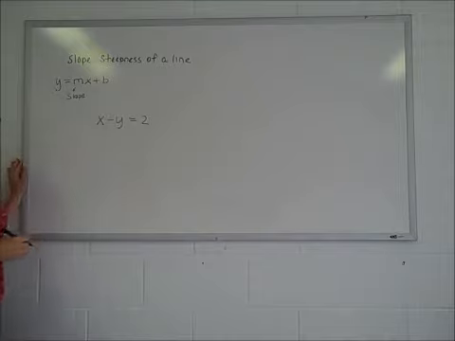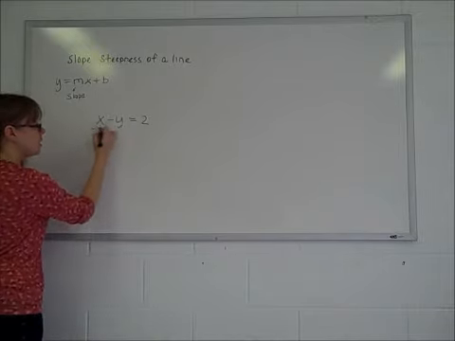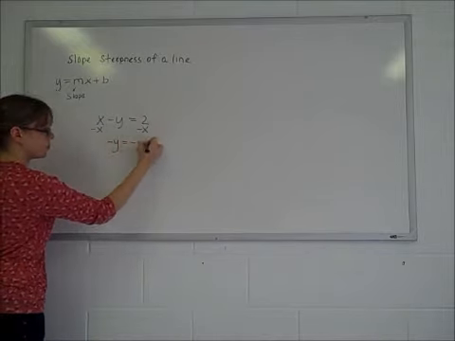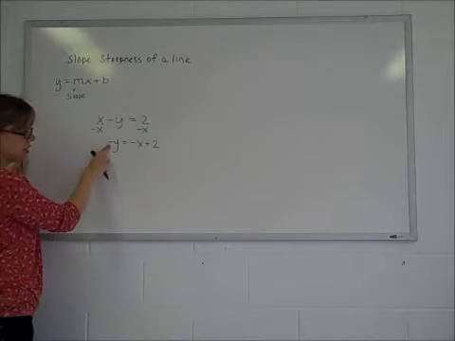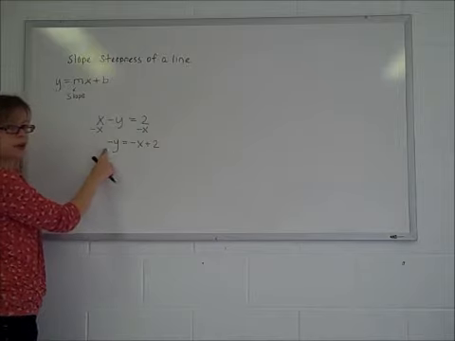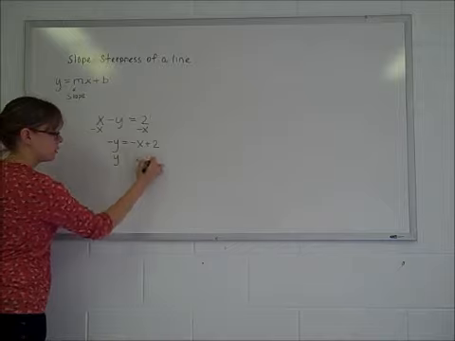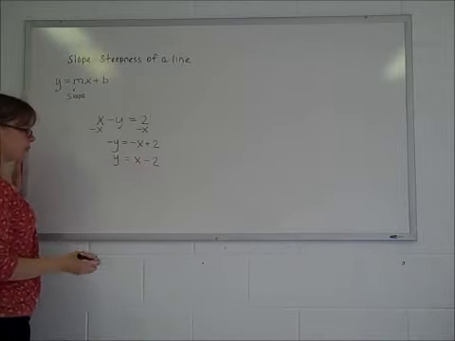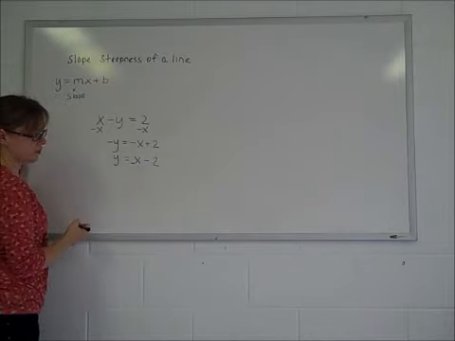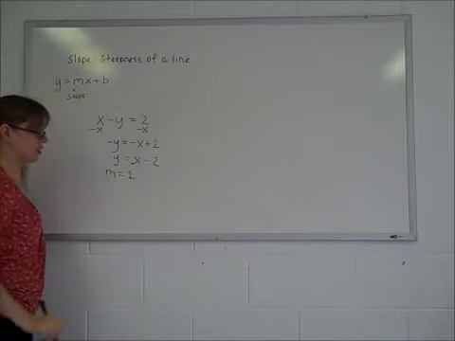So here's an example, x minus y equals 2. I need to get my y alone. I subtract x. And then I need to make sure the y is positive. So if I flip the sign here, it's the same as multiplying through by negative 1. I flip the sign everywhere else. Now, my coefficient of my x variable is invisible here, and it's an invisible 1. So the slope for this line is 1.